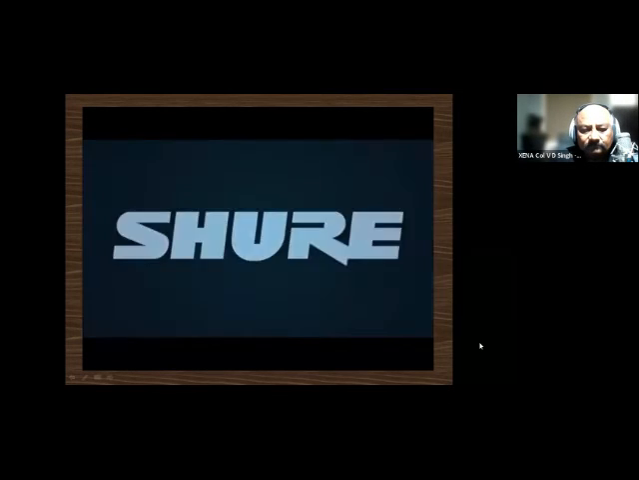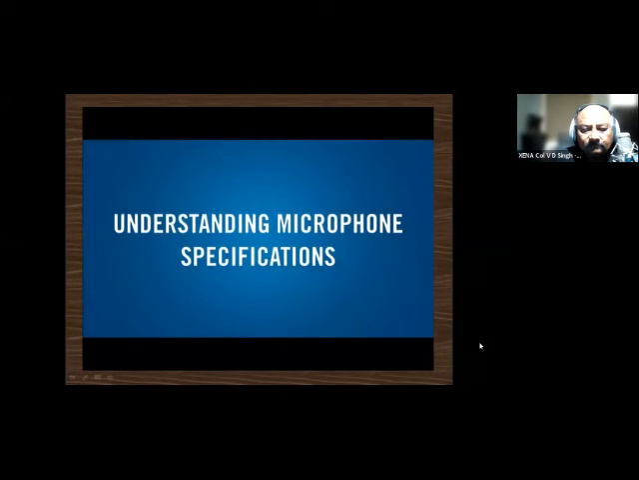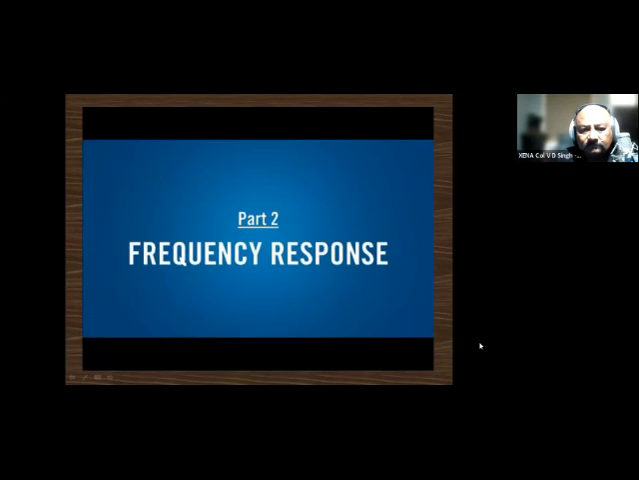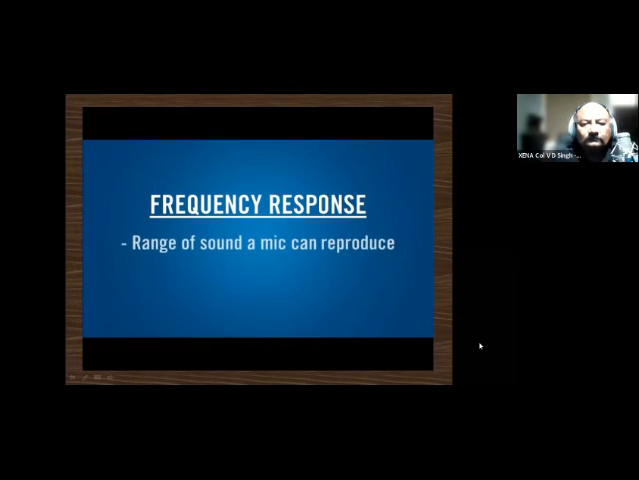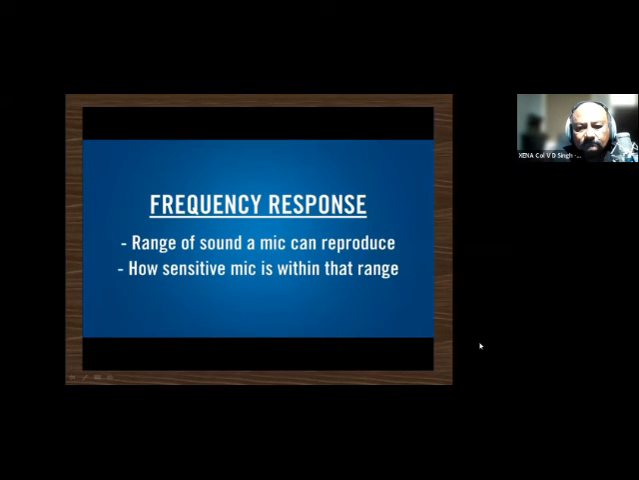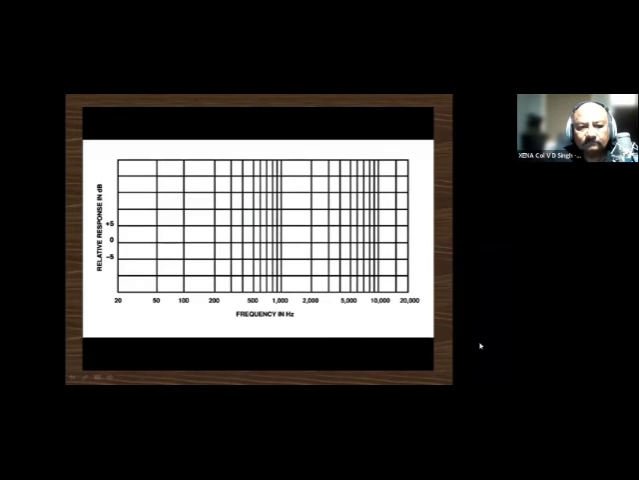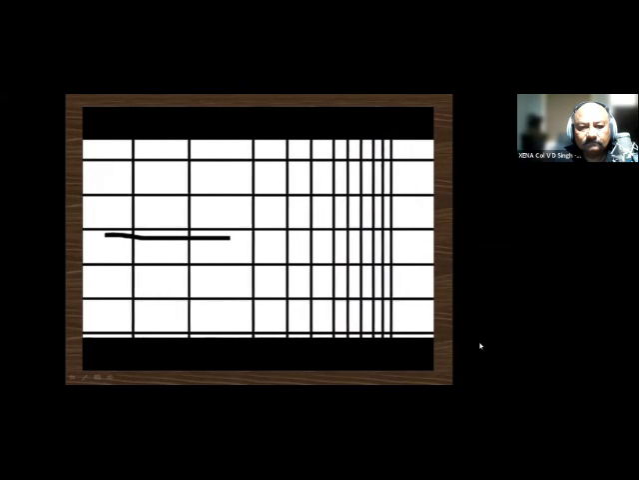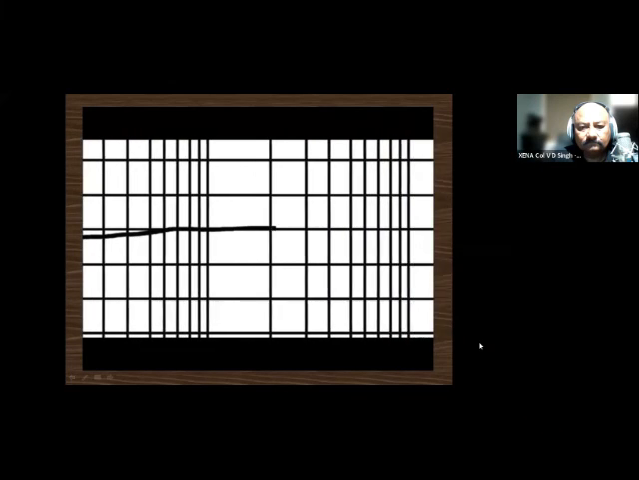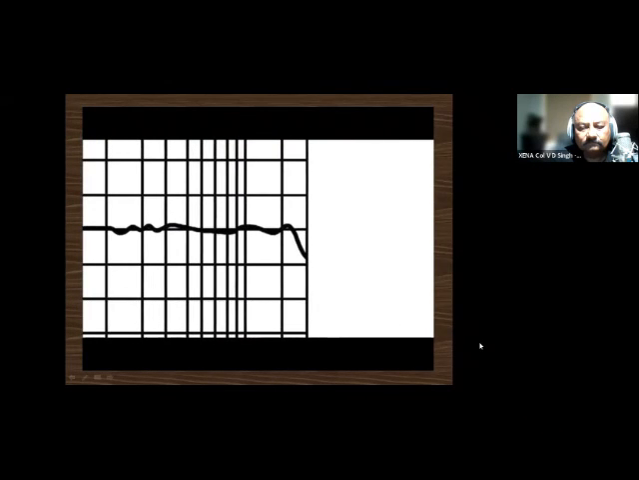In part 1 of this series, we covered the most common operating principles that microphones use to convert sound into an electrical signal. In this segment, we'll discuss frequency response. The sound of a microphone is illustrated by its frequency response curve. The frequency response defines the range of sound that the mic can reproduce and how sensitive it is within that range. A microphone with flat response is equally sensitive to all frequencies, so it reproduces voices and instruments with little or no coloration or variation from the original sound.